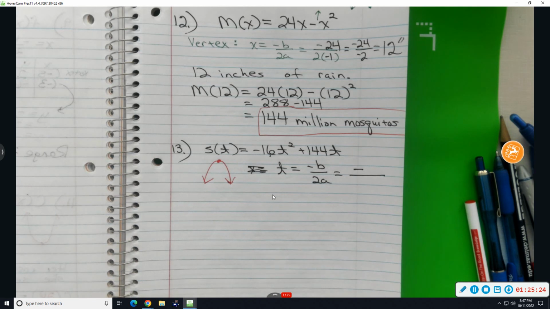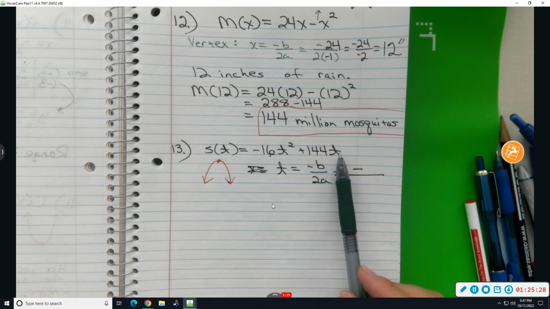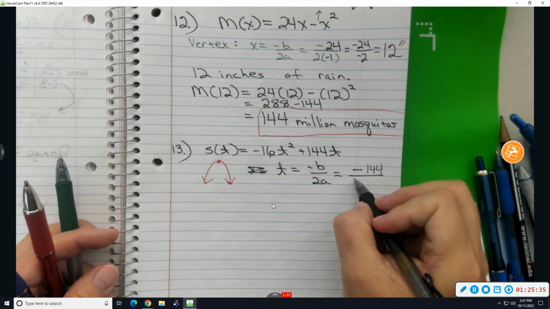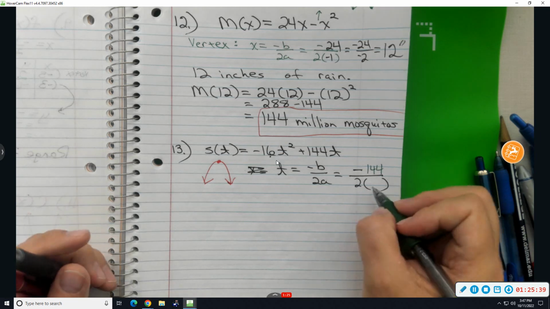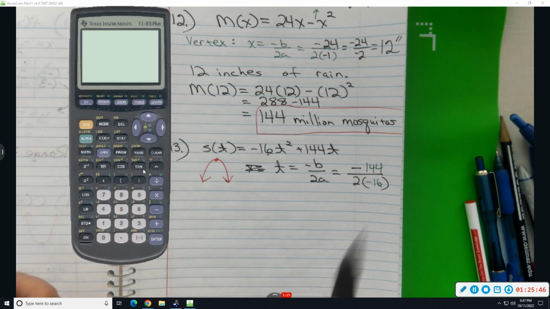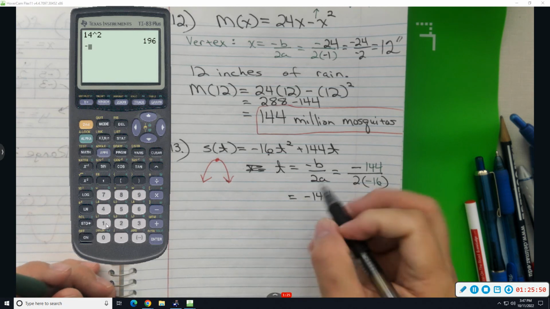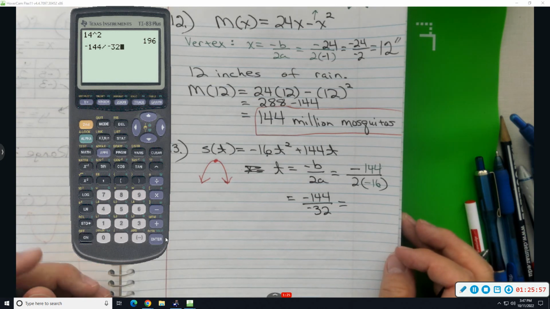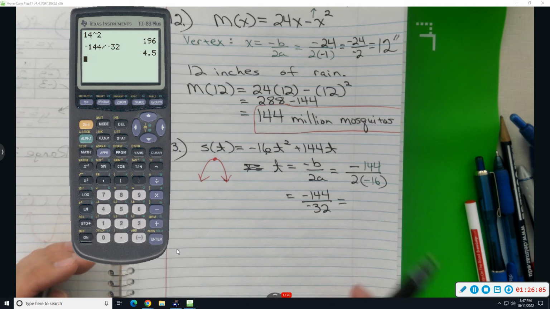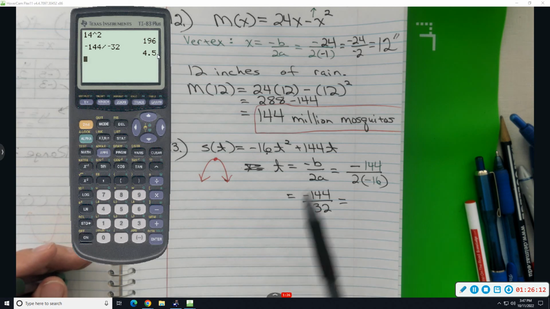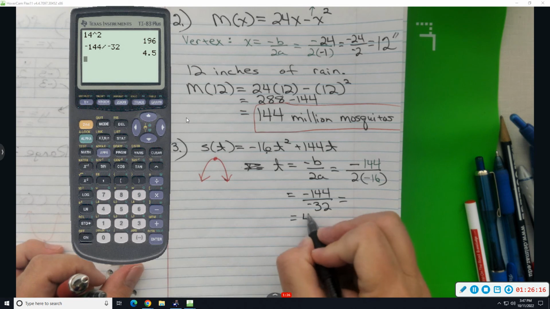What's b? Remember b is the coefficient of the unsquared variable, so 144. And what did y'all say a was? Negative 16. So we have negative 144 divided by negative 32. That's not going in evenly, is it? No, it doesn't. Now, this is in terms of seconds, so I like that use of a decimal value. The t is in seconds, so 4.5 seconds.